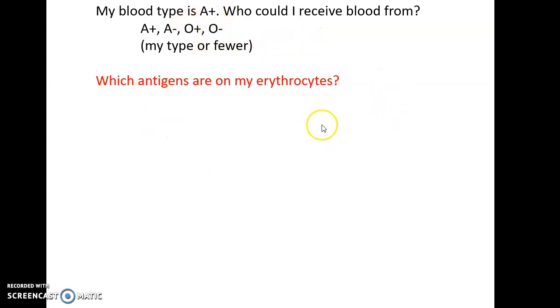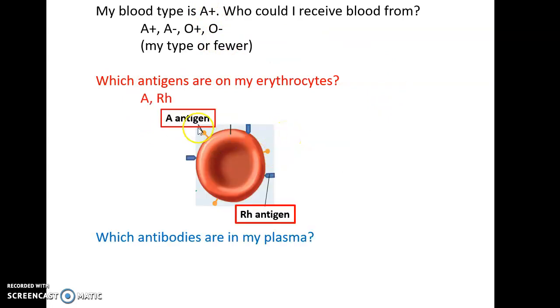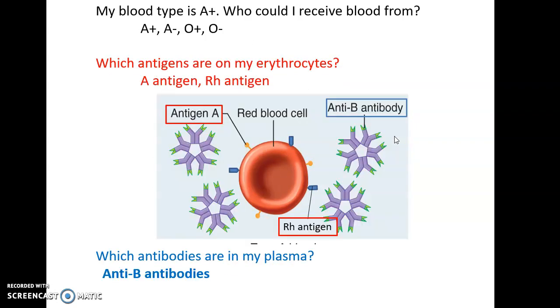So again, which antigens are on my erythrocytes? It's A and Rh. Those are the ones on the surface of my red blood cells. And what antibodies are in my plasma? Hopefully you said anti-B antibodies. Since I do not have the B antigen, that B antigen should never be in my body. So I have anti-B antibodies against that antigen in case it ever shows up. So again, I can receive blood from people who have the same antigens as I or less.